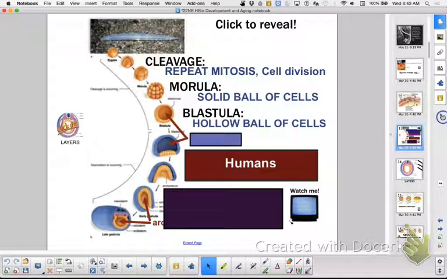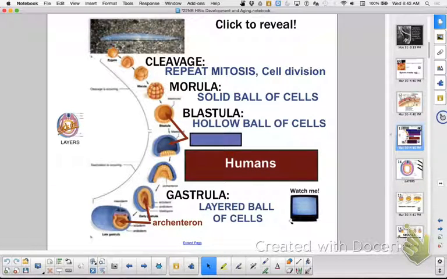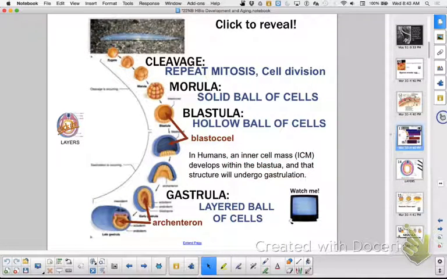For other organisms, it might become their mouth, okay? So we can see that here. We can see the archenteron, and the opening right here is called the blastopore. In humans, I've shown you how you form a gastrula in this lancelet, in this simple little fish. But in humans, the inner cell mass located inside the blastocyst actually goes through the next two stages.